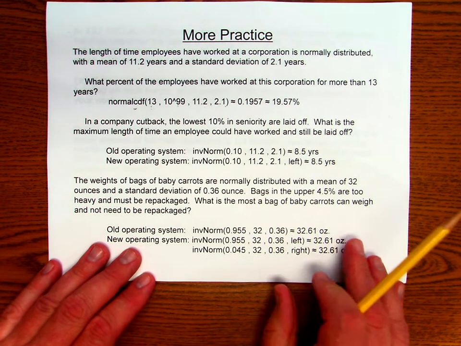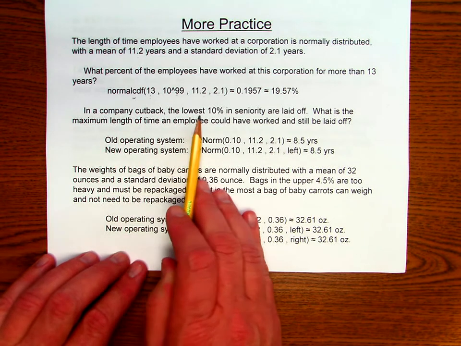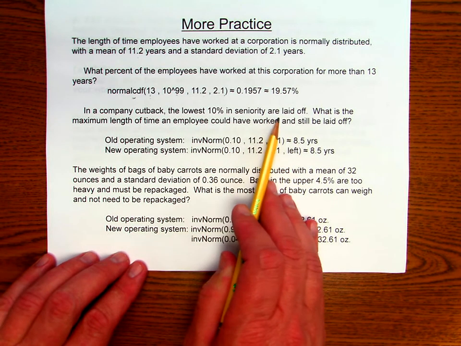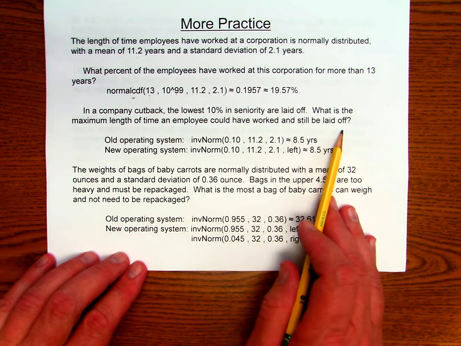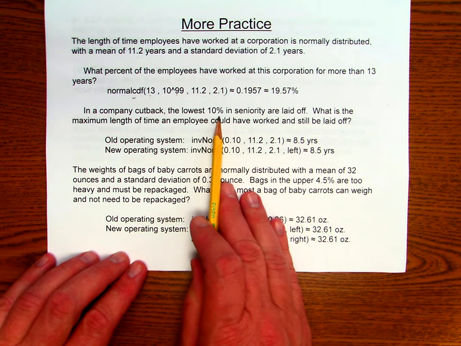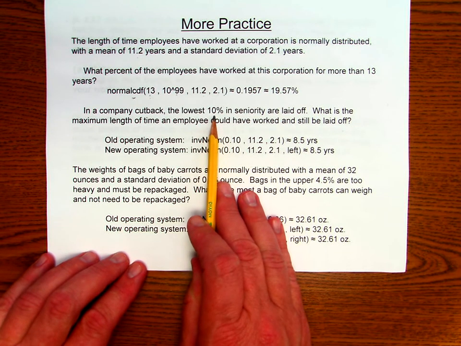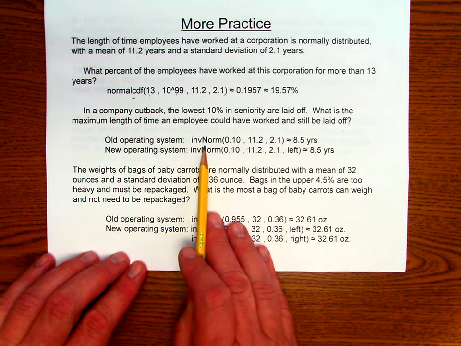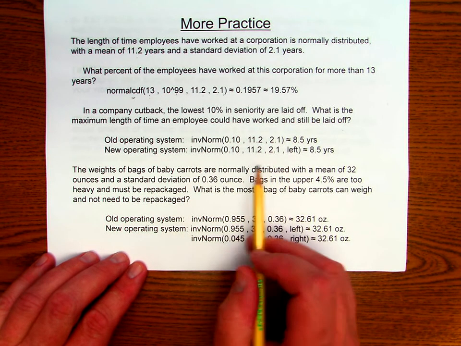Okay, in a company cutback, the lowest 10% in seniority are laid off. What is the maximum length of time an employee could have worked and still be laid off? So what does it take to be in the lowest 10% of this particular data set? When you're given a percentage and you want to know a particular number, that's when you're going to use the inverse norm. With the older operating system, you don't specify the tail at the end. It's always just going to be left.